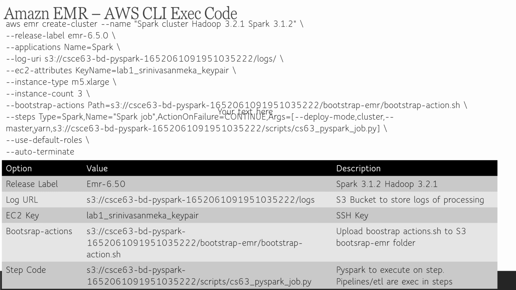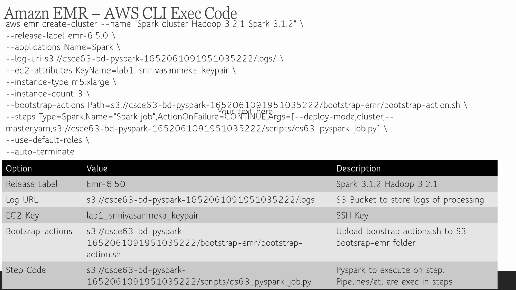And AWS EMR does offer a CLI, command line interface, version of creating this cluster, as well as a UI where you can create the cluster. But once you figure out what your cluster looks like, you can always instantiate the cluster from the CLI. And there are options, some of which I explained here.